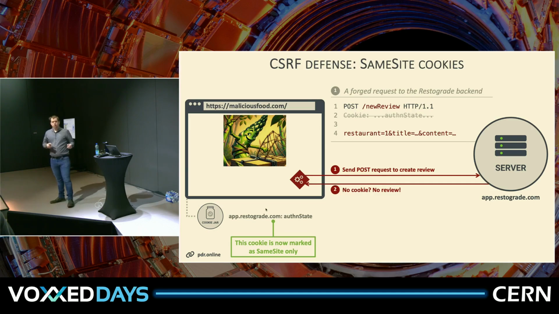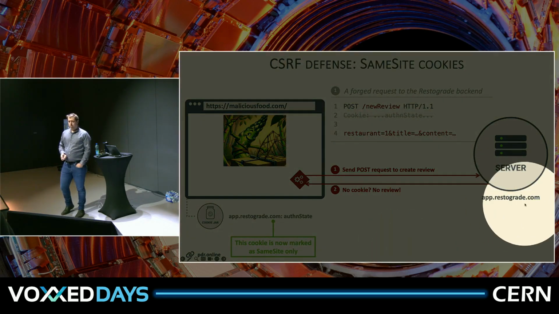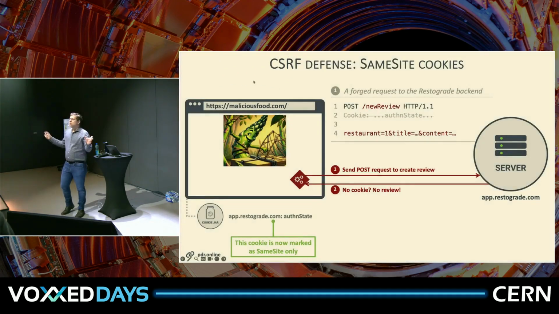Awesome. Now a site, just for the record, a site is defined as the eTLD plus 1. So in this case, eTLD is the .com, the .co.uk, the .whatever, and then you go one level further down, and that's the retrograde, well, in this case, retrograde, yes. So the site here is retrograde.com and maliciousfood.com is cross-site, because they're different. That's essentially what this means.